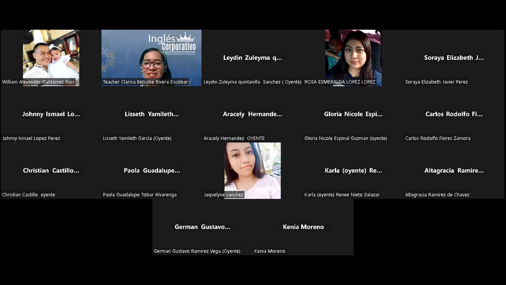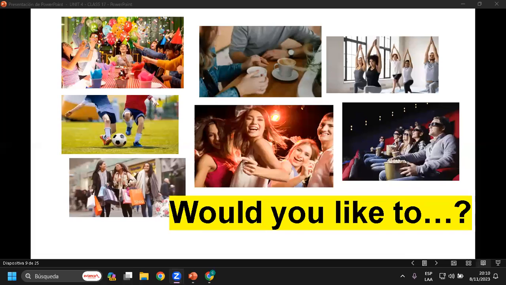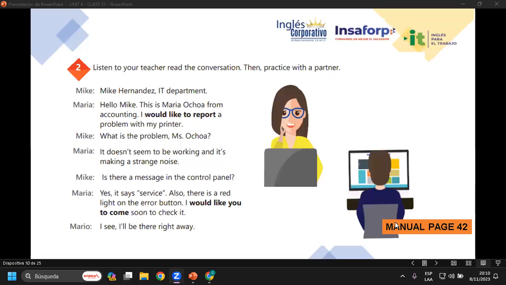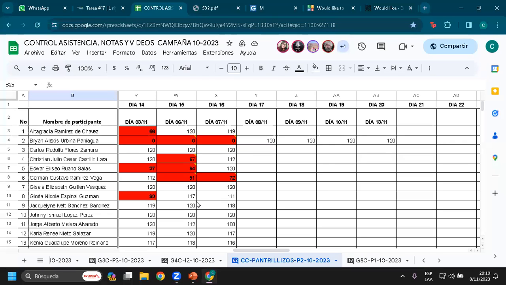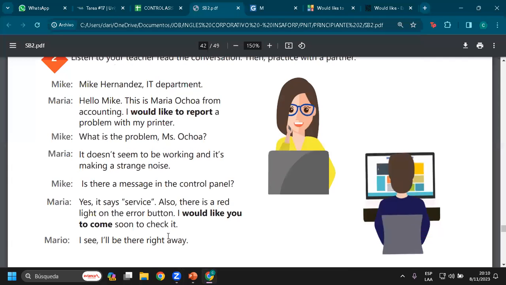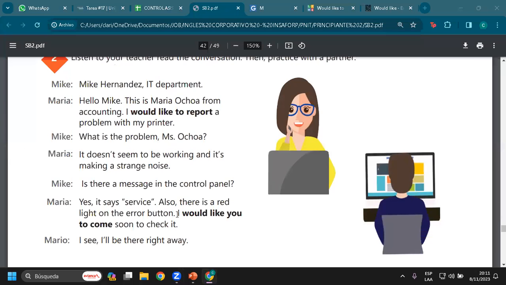Okay, very good. Let's continue then. Let's see the structure to learn this phrase. We have a conversation. In this conversation, vamos a ver algunas oraciones usando el would like to. Esta conversación se encuentra en sus manuales, everybody, in page 42. Así que siempre vamos a necesitar dos voluntarios que lean, please. Vamos a ver, ¿quiénes quieren leer? Two volunteers.